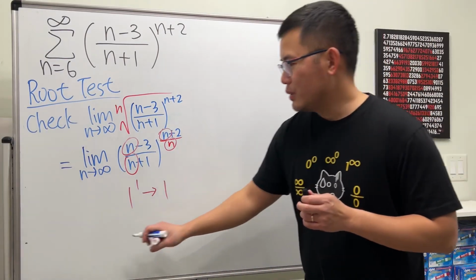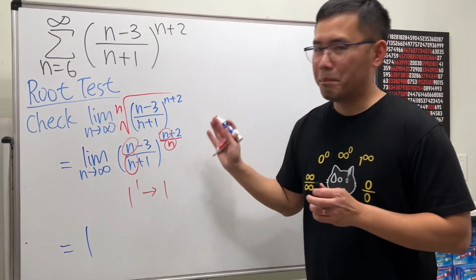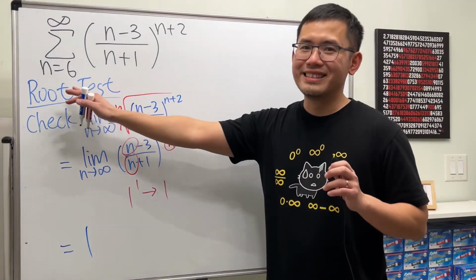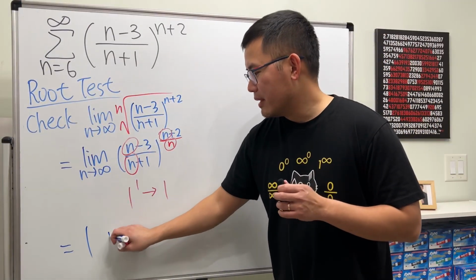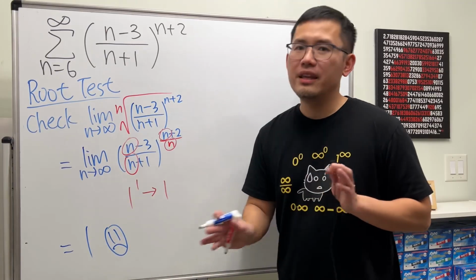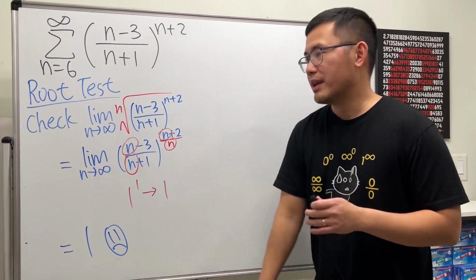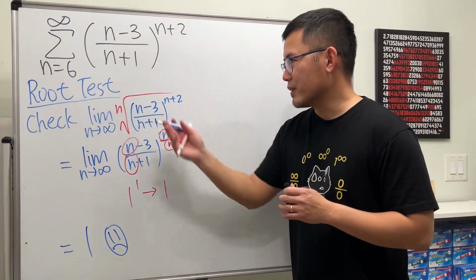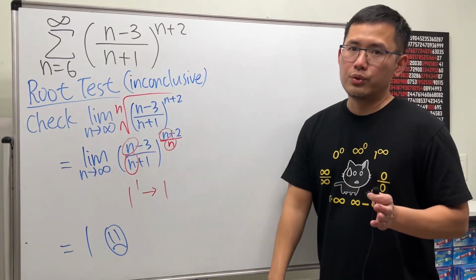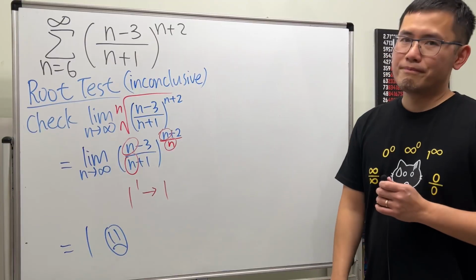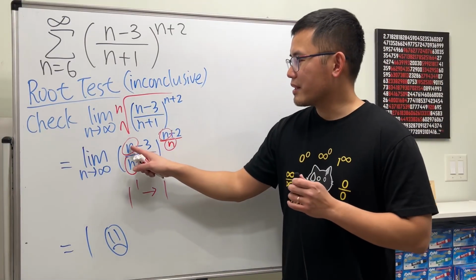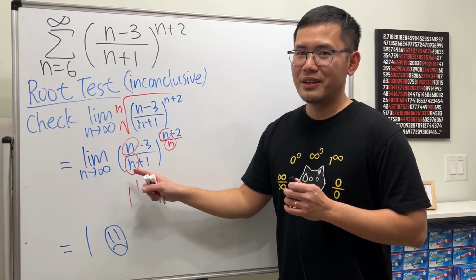So this limit is equal to 1, but this 1 is bad, because for the root test, if the limit is equal to 1, this does not give us any conclusion. Does it diverge? Does it converge? We don't know. So it is inconclusive for the root test. So what do we do though? Well, have a look. Notice that the n and n right here give us 1.